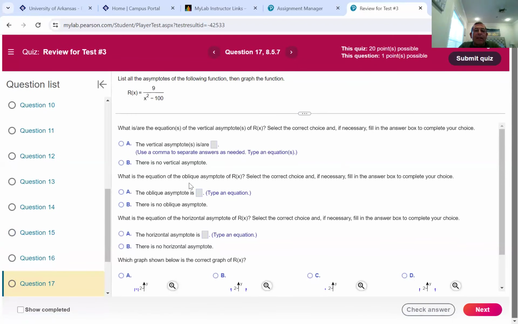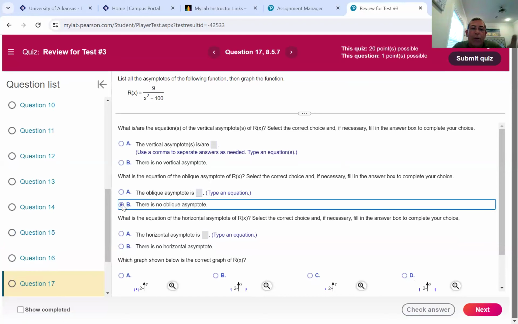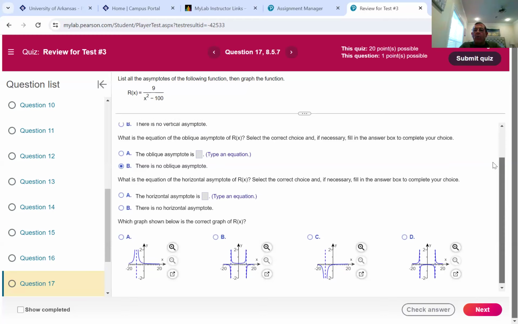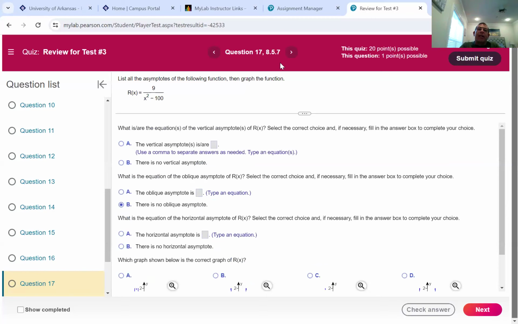On this one, it says the oblique. You're going to put B on that one. We did not do oblique asymptotes, okay? So we'll put B on that one. And then when we graph it, look at that. It's going from -20 to 20 on the x's, and then -2 to +2 on the y values, okay? So I'm going to work this, and we'll get our asymptotes first, and then we'll look at what that graph will look like.